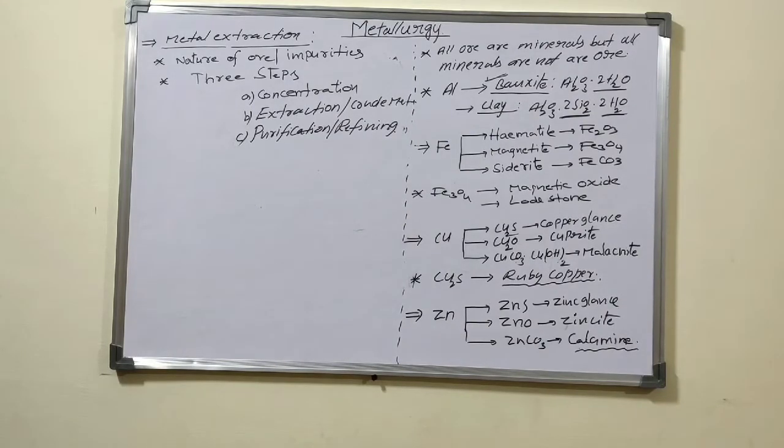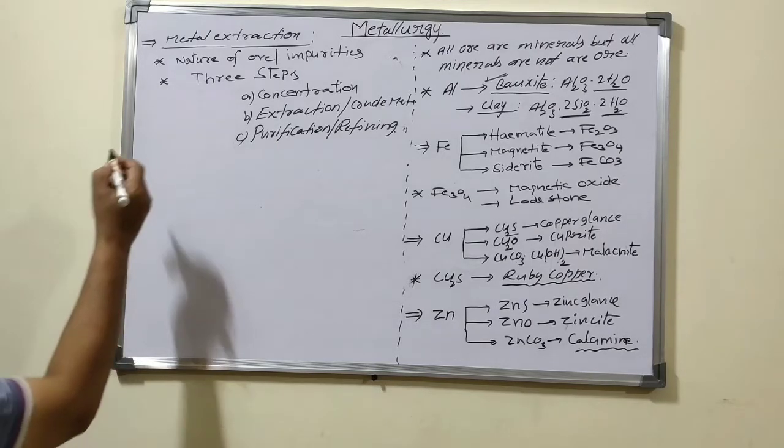So extraction of metals, the process of metallurgy, depends on the nature of ore and impurities. Three steps are involved: concentration, which we also call grinding; extraction, where we extract crude metal; and after getting crude metal, it is purified or refined. So purification or refining.